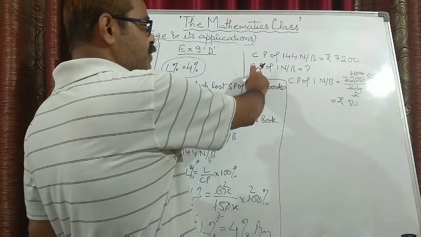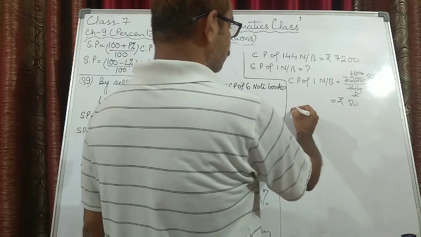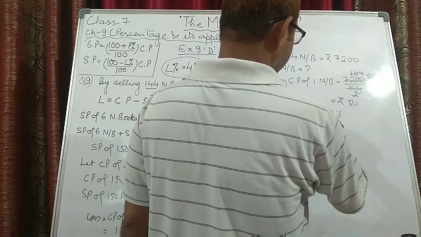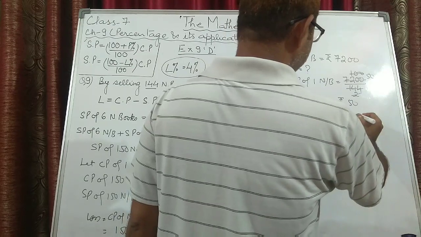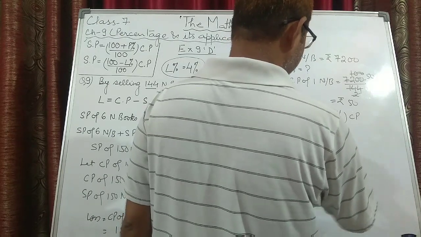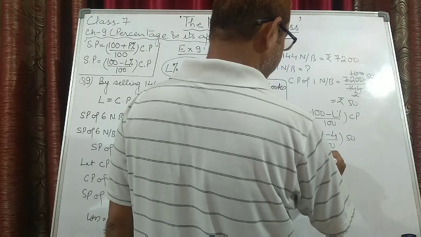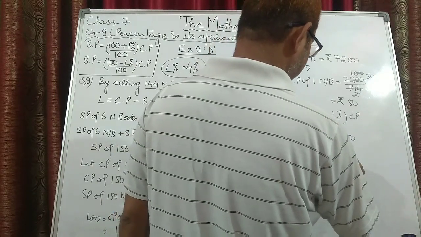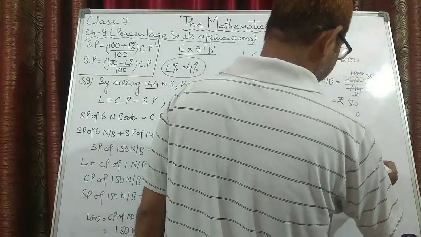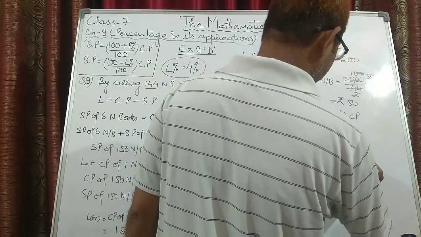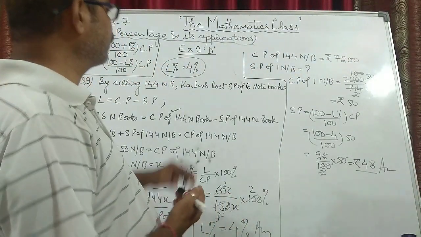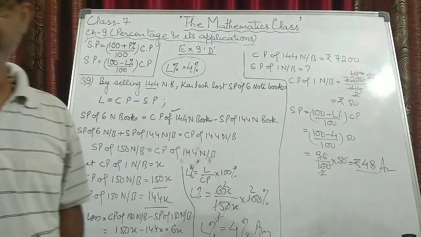We have to find the selling price of one notebook when loss is 4%. So we know that selling price is equal to 100 minus loss percent upon 100 into CP. It is 100 minus loss is 4% upon 100 into CP is rupees 50. 100 minus 4 is 96 upon 100 into 50. 5 2s is 100 and 2 48s is 96. It means selling price of one notebook is rupees 48 if he is suffering a loss of 4%. Now we move on to the next one.